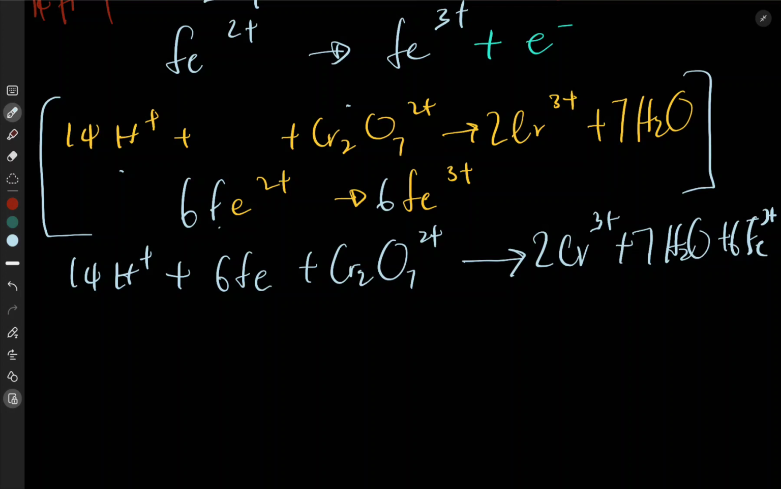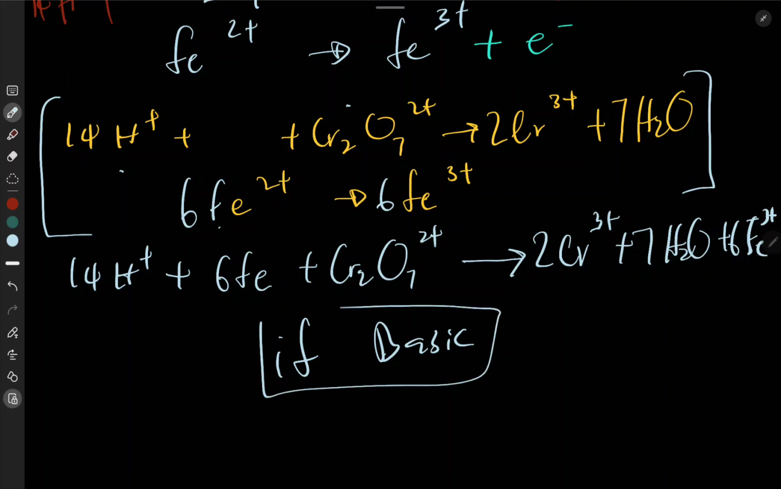So what if now it was basic? There's nothing that is going to change. You're going to follow the steps that we have followed this far, but the only difference is you don't want those hydrogen plus. You need your OH⁻ for base, right? So let me say, what if it's basic? Okay, if it's basic, note this well. Now you have to get rid of this.